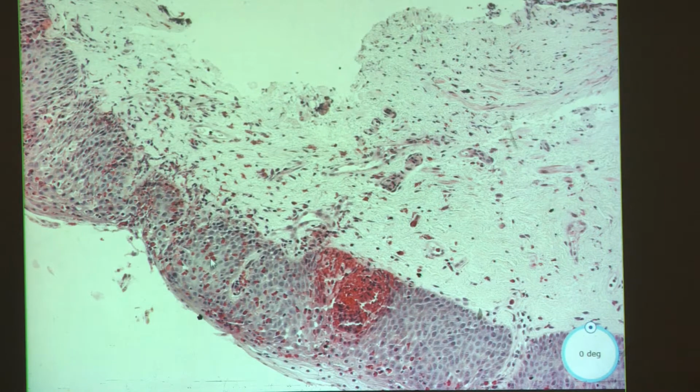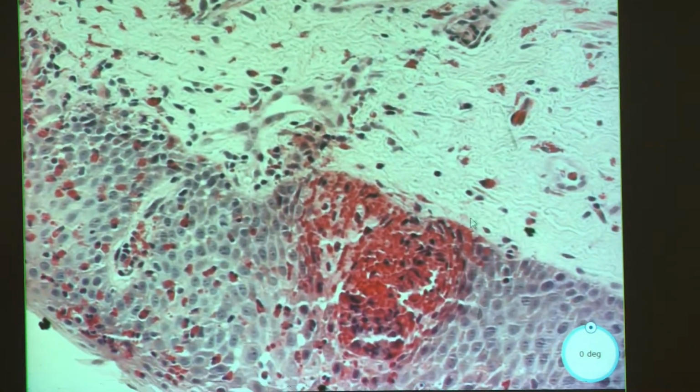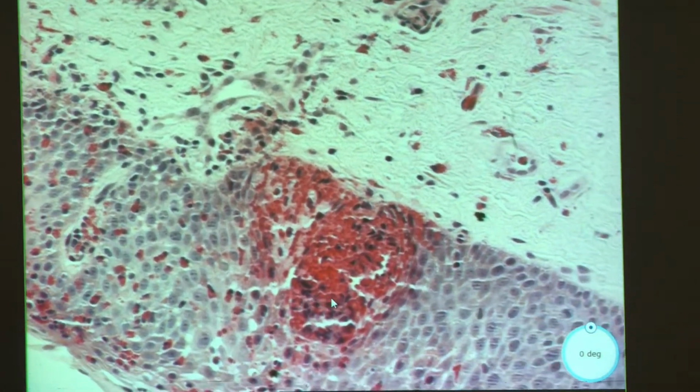But there's just, it looks like at low power, I mean, you could say, wow, this guy's bleeding like crazy, but it might not be once you go to high power, because it's eels. Holy cow! Eels, and these are all eels here. Quite a few of them.